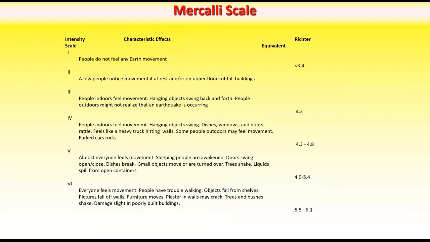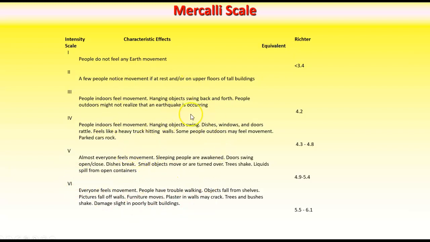And the last thing I'll show you is the scale, though it's been modified a little bit. And so this is the intensity scale. You can see by the descriptions here, it's really describing damage. So for the Mercalli scale, we're looking more at damage, and for the Richter scale, moment magnitude scale, we're looking for energy released, right? How intense that was.